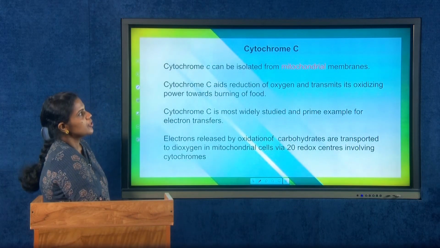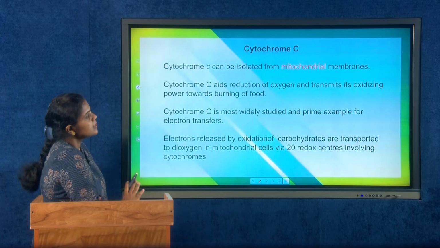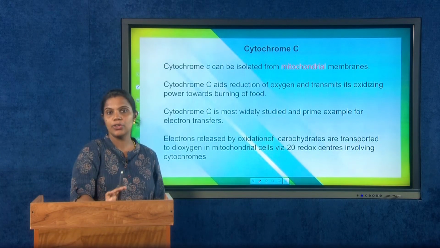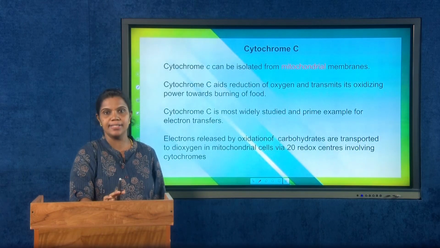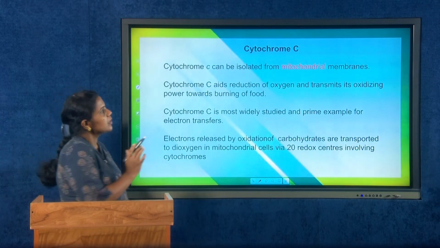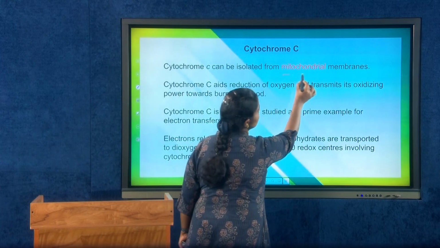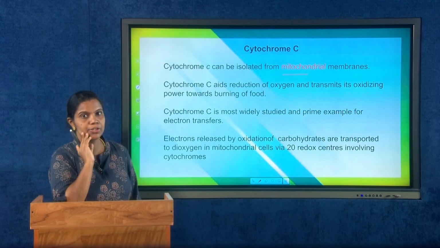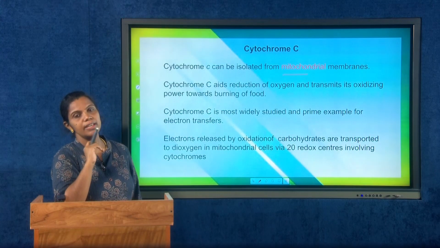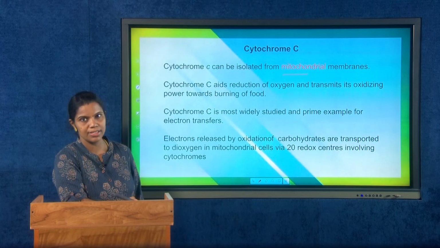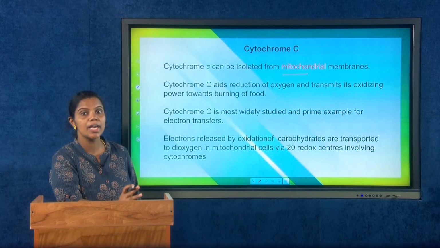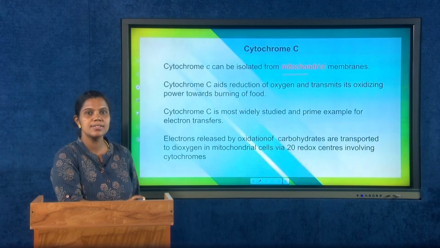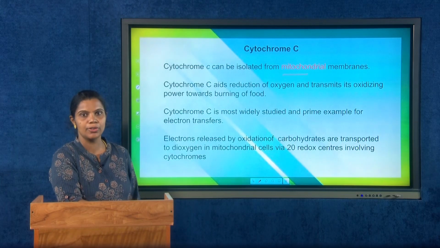Now, we are going to learn about cytochrome C in detail. It is one of the very important cytochromes present in living systems. It is actually isolated from mitochondrial membranes. Now, we will see what the function of cytochrome C is. Cytochrome C aids the reduction of oxygen and transmits its oxidizing power towards the burning of food. It is a widely studied cytochrome.